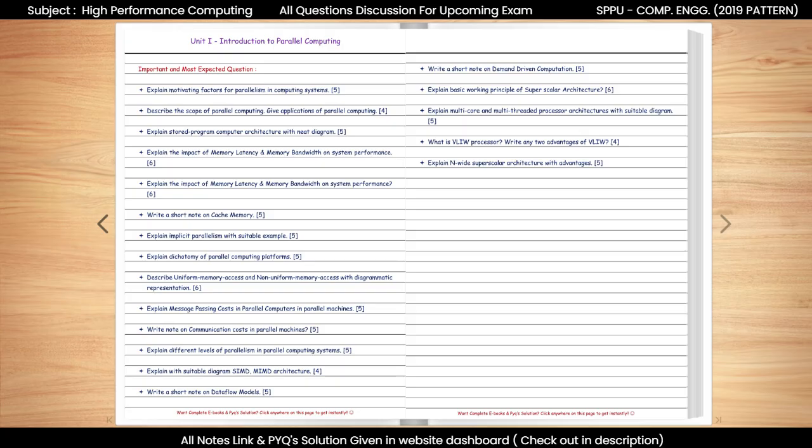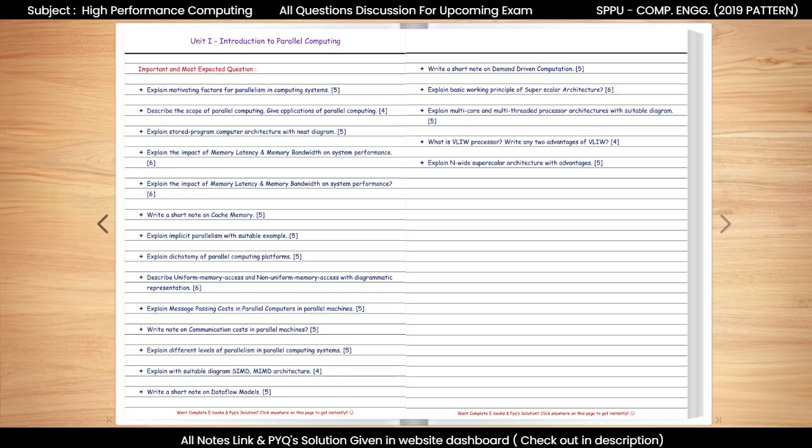When messages are small, latency dominates. When messages are large, bandwidth becomes important. Synchronization and copying data also add to cost. Efficient communication is essential for high-performance parallel systems.